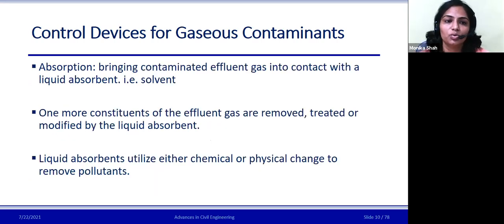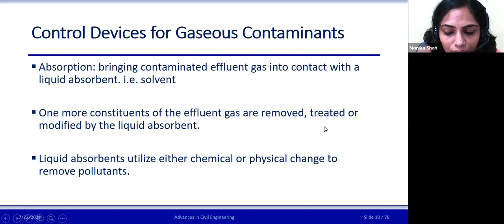Another procedure that is used is known as absorption. Here the gas is going to mix with some material. The contaminated effluent gas is brought into contact with a liquid absorbent, which is known as a solvent. They mix and constitute another effluent, from which the gas is removed and treated, depending on the liquid absorbent we have used. This can also be carried out by physical methods or chemical changes to remove these kinds of pollutants. This is about gaseous pollution, where we can remove different noxious gases from the gases.